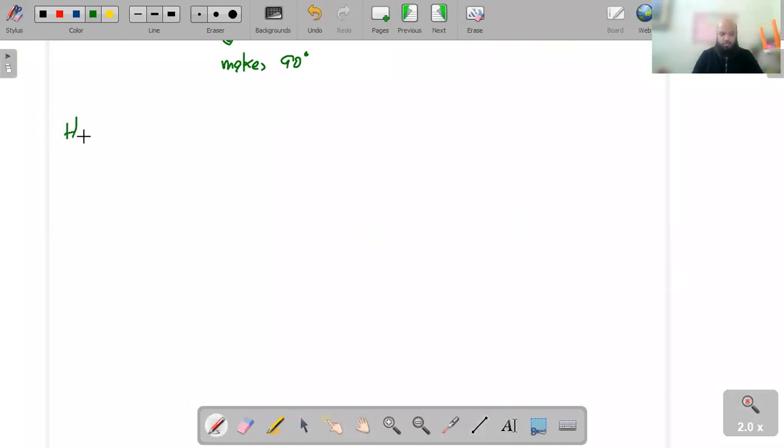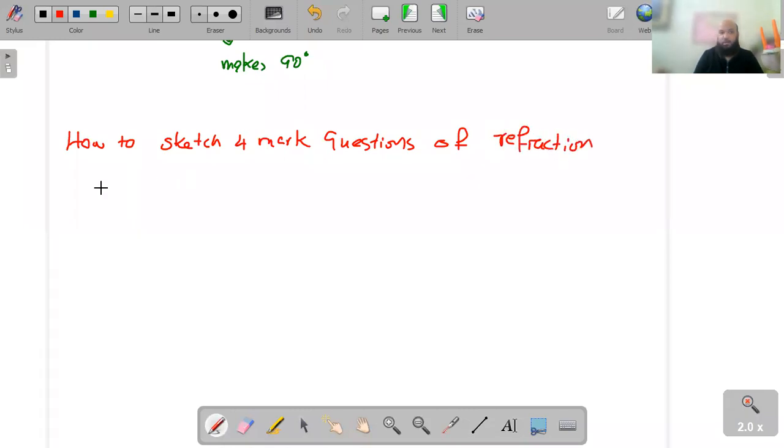Focus, this is the point. How to sketch or mark questions of refraction of waves in a ripple tank.